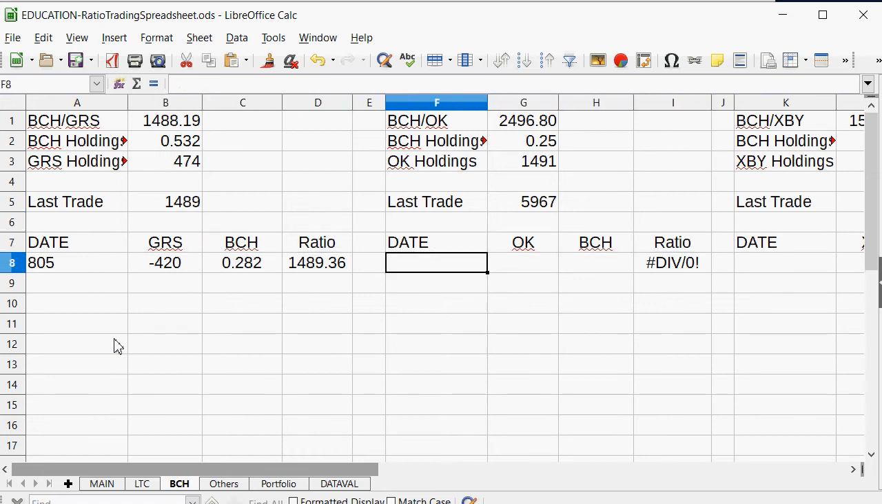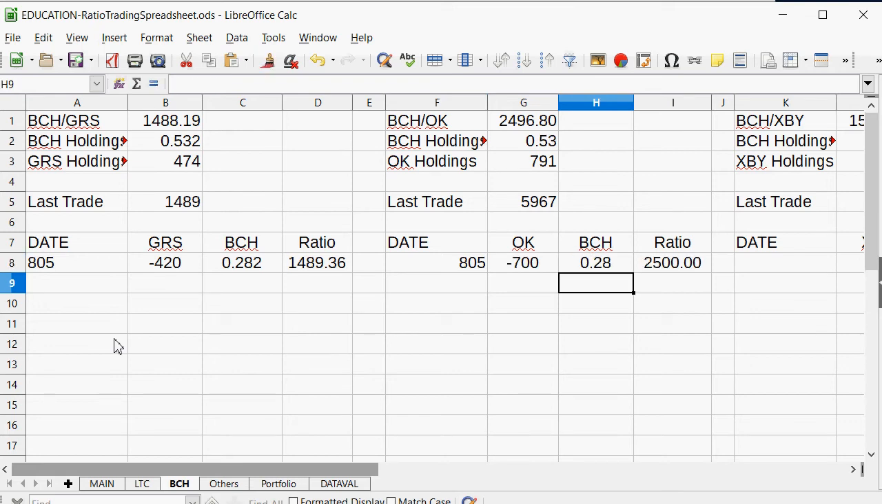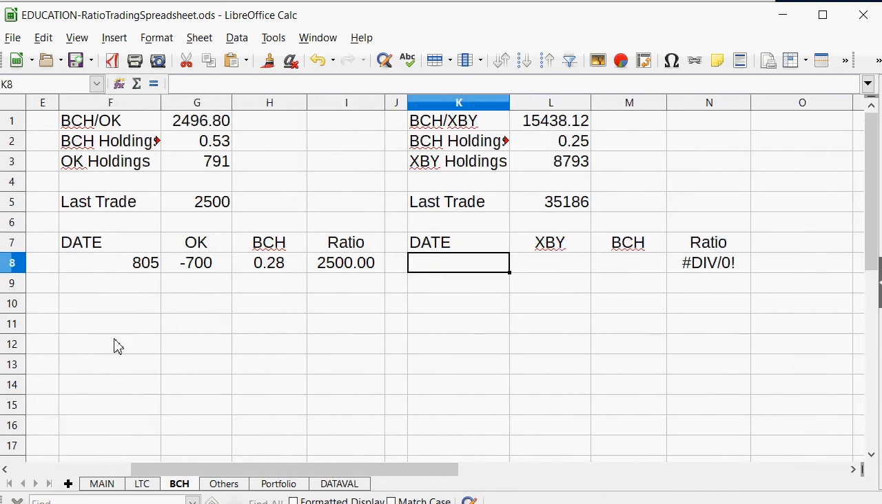Now Bitcoin Cash against OK. And after I'm done with this, after pausing the tape, I'm just going to automatically left sort every single date on here. 1,409 you own, so let's go 700. And with the ratio at 2,500 or so, I would get about 0.28 of these, with last trade at 25. And 4,000 we'll say here equals 4,000 divided by 15,438. I get about 0.259.